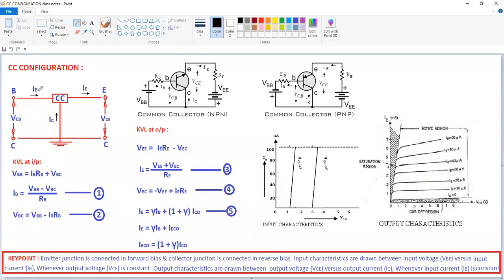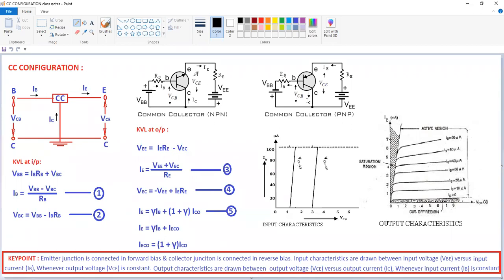Now here, this is your common collector configuration circuit. In the case of common collector configuration, the collector is connected to the ground, whereas input is base and output is emitter. Because of this, input current is base current and output current is emitter current. Input voltage is between base and collector, it is VBC, and output voltage is between emitter and collector, it is VEC. These are your input voltage, input current, output voltage, output current in the case of common collector configuration.